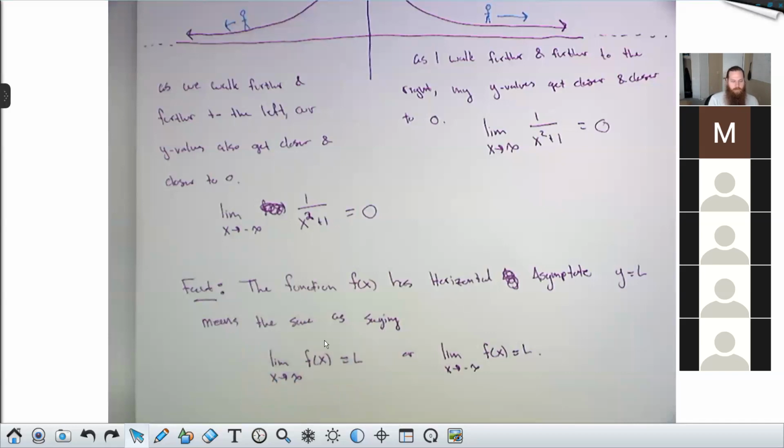All right, so the definition of horizontal asymptote and the definition of limit at infinity are the same definition. They say the exact same thing. The word or here is being used as it's used in logic. It's a non-exclusive or. It means this could be true, or that could be true, or both could be true.